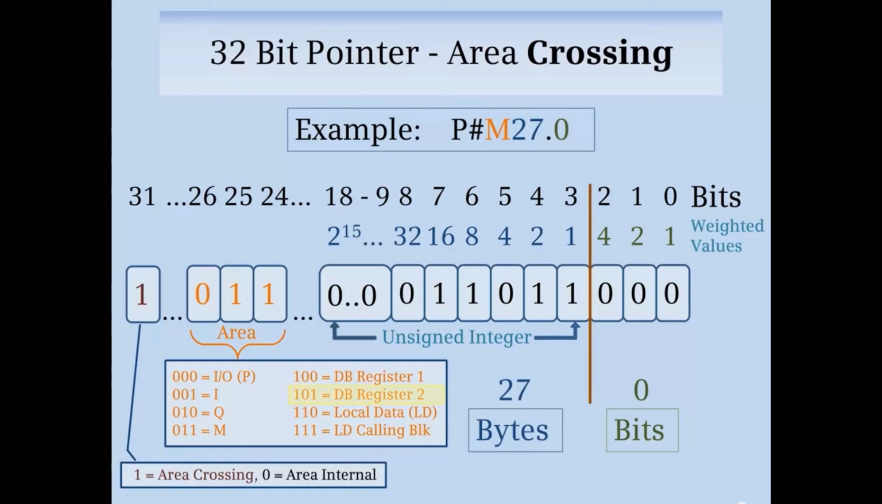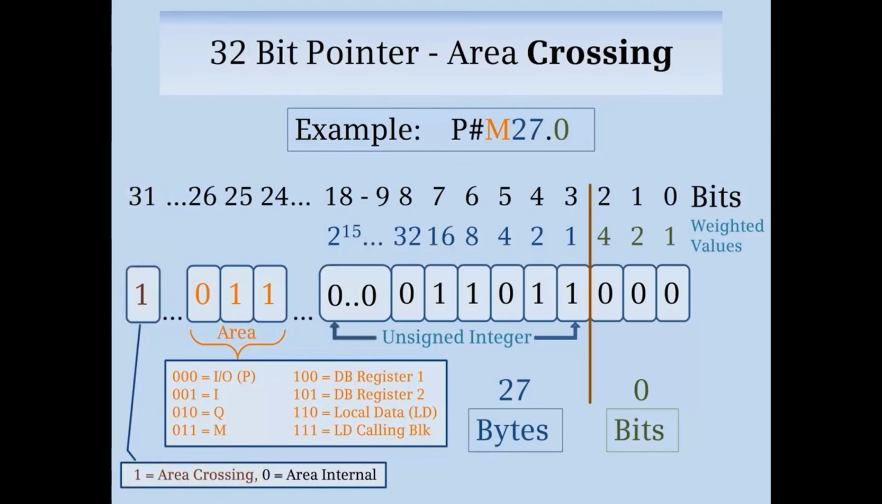101 is the data block area in DB register 2, which typically is a data instance block, but can be a global DB if the programmer has intentionally loaded a global DB in DB register 2. 110 is local data in the interface area of a block. 111 is the local data area of a calling block. Bit 31 will be 1, which means area crossing pointer.